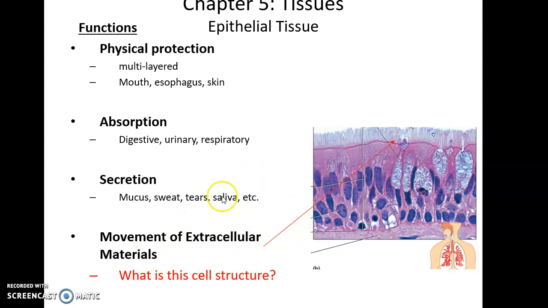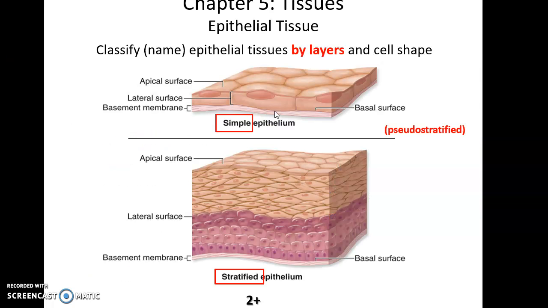And another function is the movement of extracellular materials. So sometimes the material in that lumen is material that the cell needs to cause to move. And almost always the cells therefore have on their apical surface these hair-like structures that are able to beat and move the material substance. And these structures are of course called cilia. So for instance, in our respiratory system, a lot of the cells lining the respiratory tract have cilia that will beat to move mucus away from the lungs, for instance.